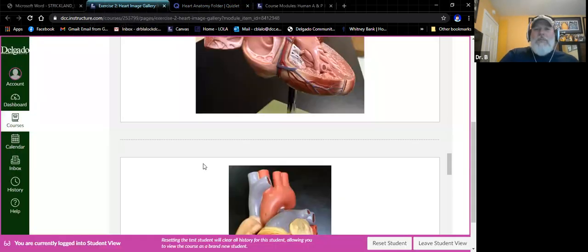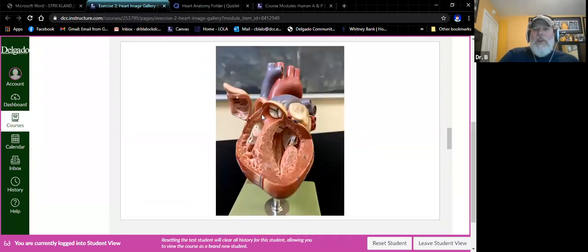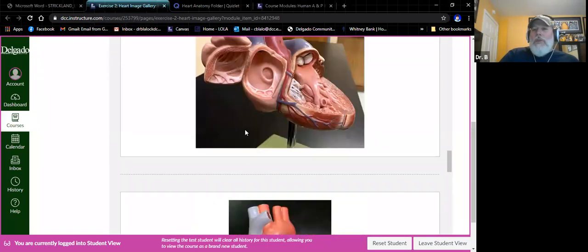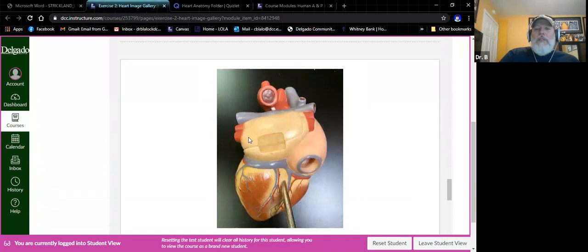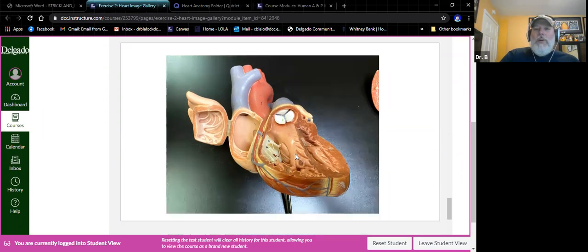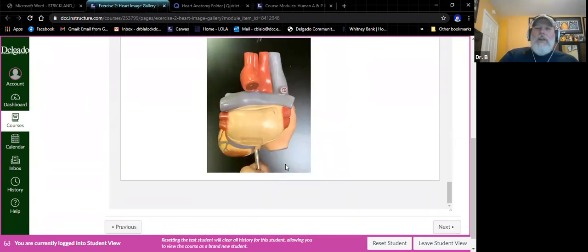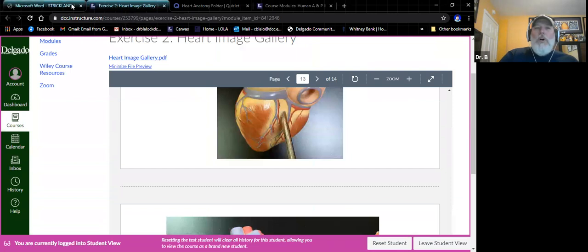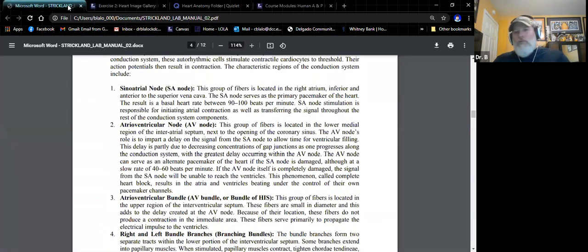Typically on the exams, we'll just put an arrow in an area and say, in this area, what part of the conduction system would be located here? In this area, what part of the conduction system would be located there? And so you'll just tell me which part of it, but he drew it out on the model, so it'll make a little bit more sense.